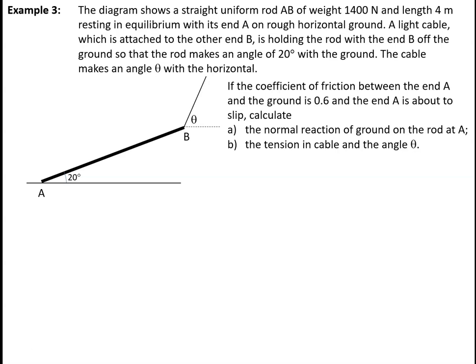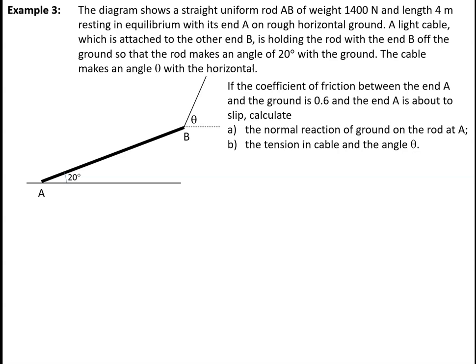The cable is making an angle of theta with the horizontal. If the coefficient of friction between the end A and the ground is 0.6 and the end A is about to slip, we have to calculate the normal reaction of the ground on the rod at A, the tension in the cable, and the angle theta.